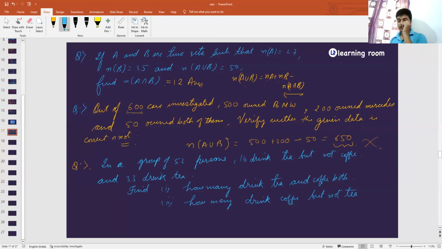Try to solve this. This is not very hard. You just have to represent this. You may write in terms of Venn diagram, or you can do it with the logical operations also.